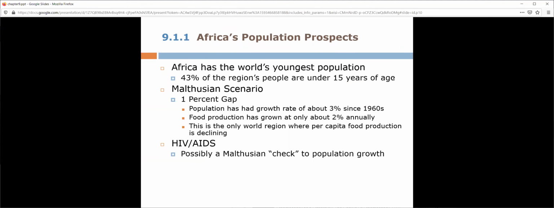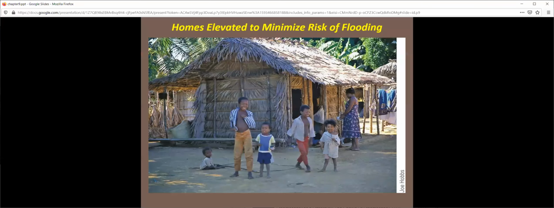So, Africa's population prospects. Africa is a very young region. Africa, as I noted before, is a region of very large families. Look at all the kids there, right?